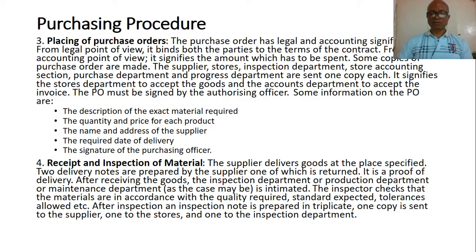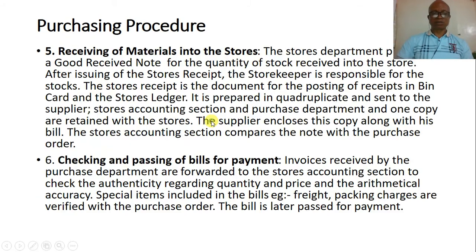After receiving the goods, the stores department or the production department or maintenance department, as the case may be, is informed, and then the inspector checks that the materials are in accordance with the quality required, the standard expected, and the tolerance level that's also allowed. After the inspection, an inspection note is prepared in triplicate. One copy is sent to the supplier, one to the store, and one to the inspection department. Then the fifth one is receiving of materials into the store.